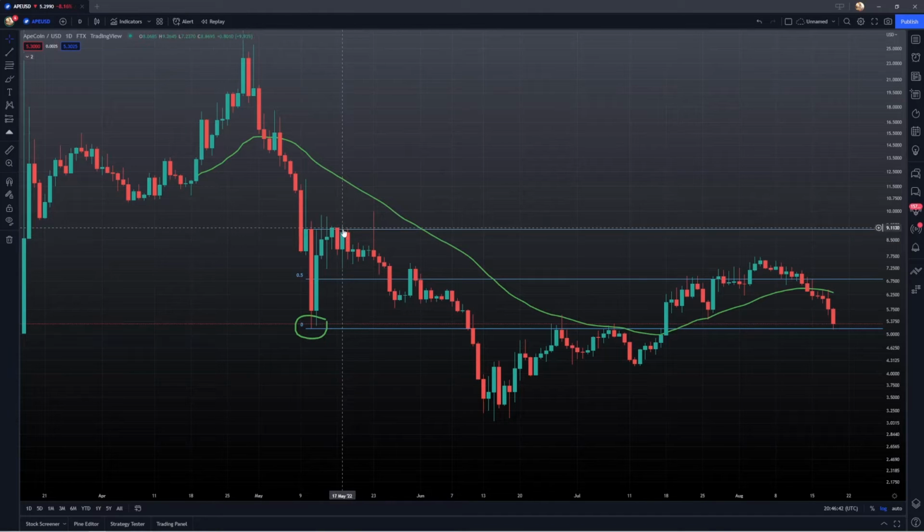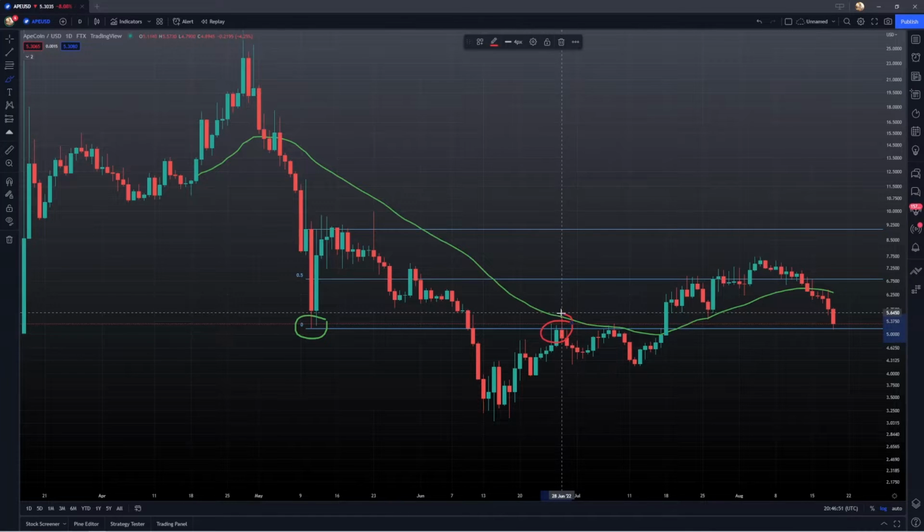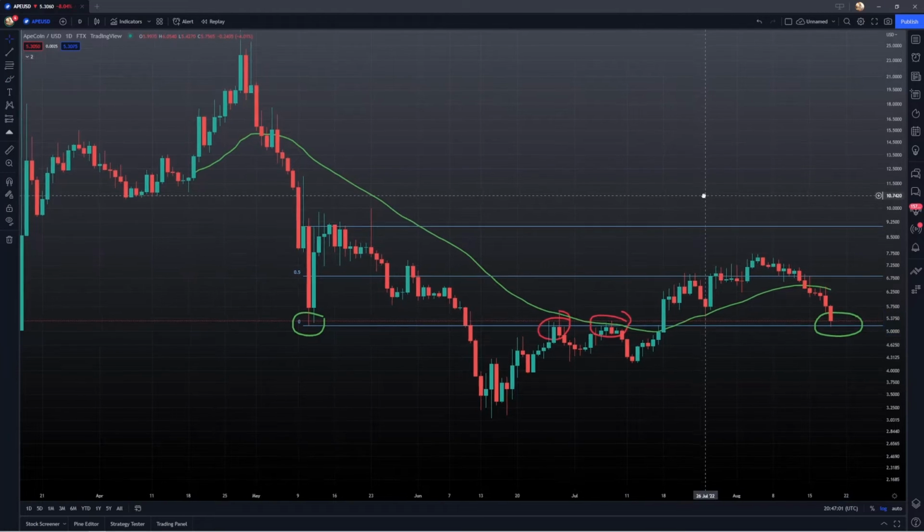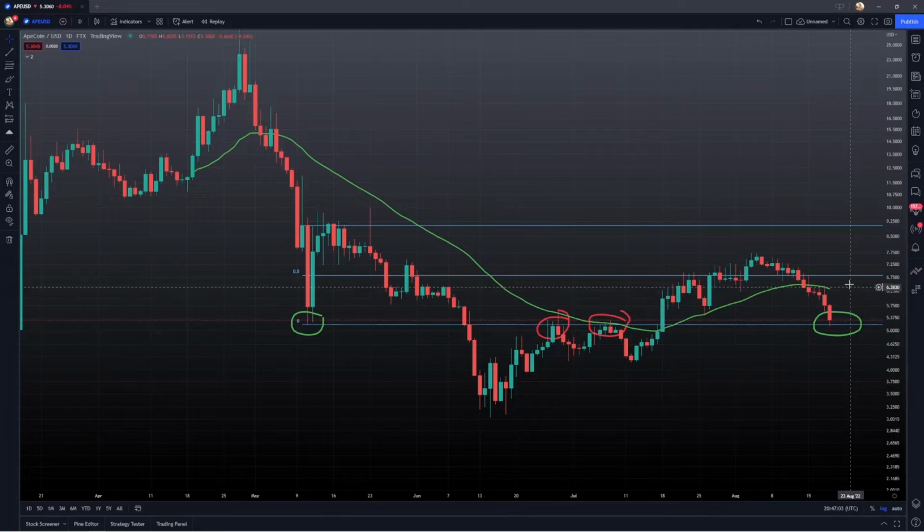All right, so this is the general range we've been in. And you can see that when we broke this support level, we flipped this into resistance on two key retests, one being in June and then another being here in July. So we're coming back down with a retest of this level, and it's going to be very critical for Apecoin to actually flip this into support.